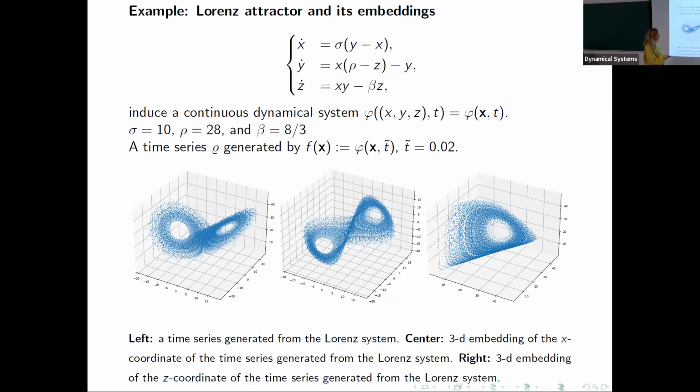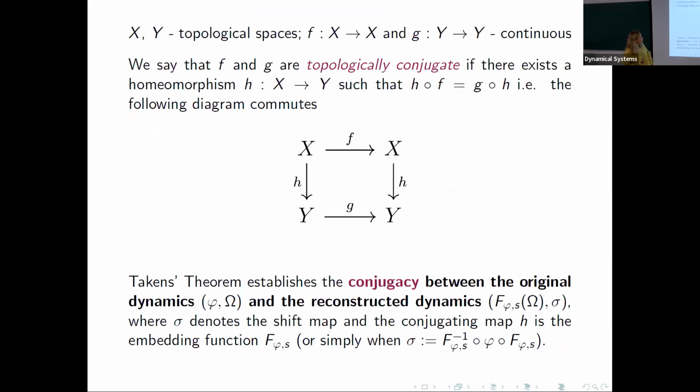However, if you only look at the z coordinate, then you do not reconstruct it. You don't obtain an equivalent system. The system is semi-conjugated to the original one. So the z coordinate is not a generic observable, but x and y are.